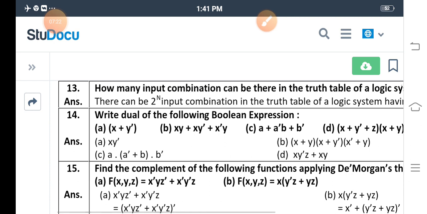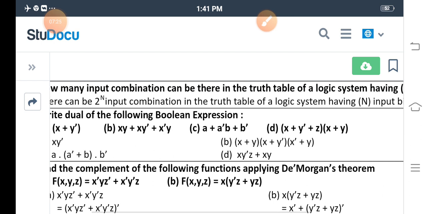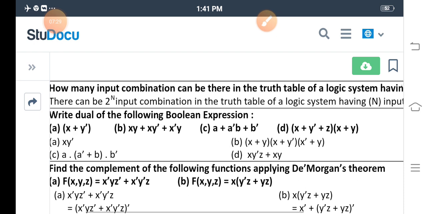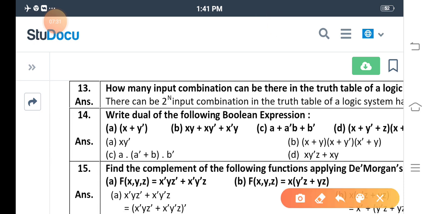Leave this question, 12th. It is asking about the number of combinations, like if we are having an n bit number, then how many combinations we can make. So you know it, with an n bit number we can make 2 to the power n combinations, but there is no need for this. Leave this question, 13th. Move to next, 14th question.